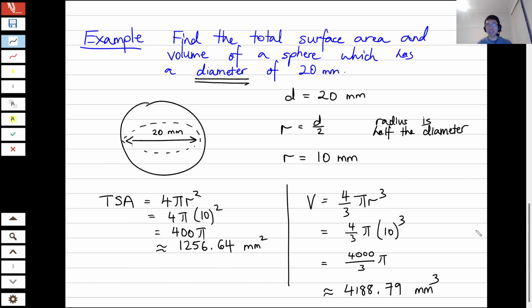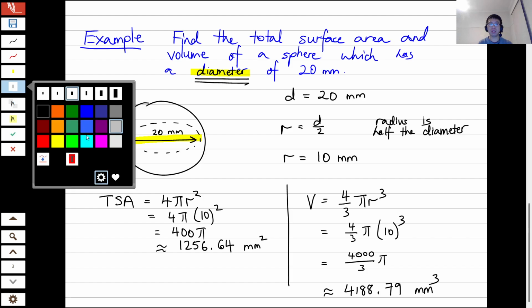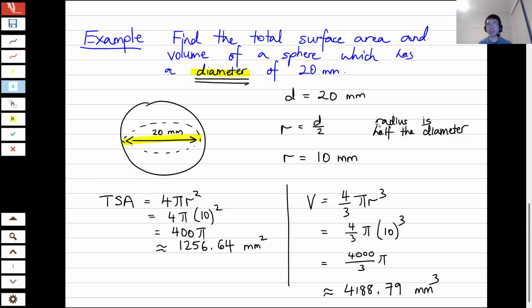The mathematics here was very simple. Use the formula and substitute r. The only thing that we had to be careful of was to recognize we were dealing with the diameter rather than the radius. So if you are given the diameter, you should convert to radius first by dividing by 2 before beginning your calculation.